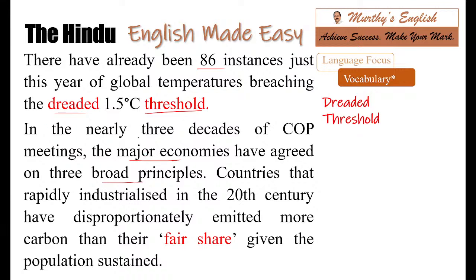And in the nearly three decades of COP meetings, the major economies, developed countries, have agreed, present perfect, on three broad principles. What are the three broad principles? Countries that rapidly industrialized in the 20th century have disproportionately emitted more carbon than their fair share, given the population sustained. With the same population, imagine, and disproportionately emitted more carbon than their fair share. So it talks about countries that rapidly industrialized in the 20th century, the developed countries. They have contributed disproportionately, emitted more carbon than their fair share, means whatever is acceptable. Beyond that, not acceptable.